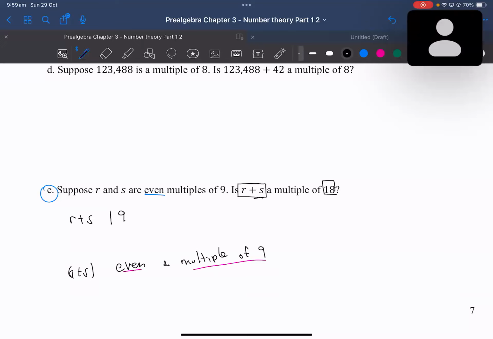But 18 is 9 times 2. So anything that's even, which is the 2, and it's a multiple of 9, we already got the 9 power. We already got the 2 power because it's even. So this also will be a multiple of 18. Does that make sense? Because 18 is 9 times 2, and because of that, it's a multiple of 18. Okay, it's given.